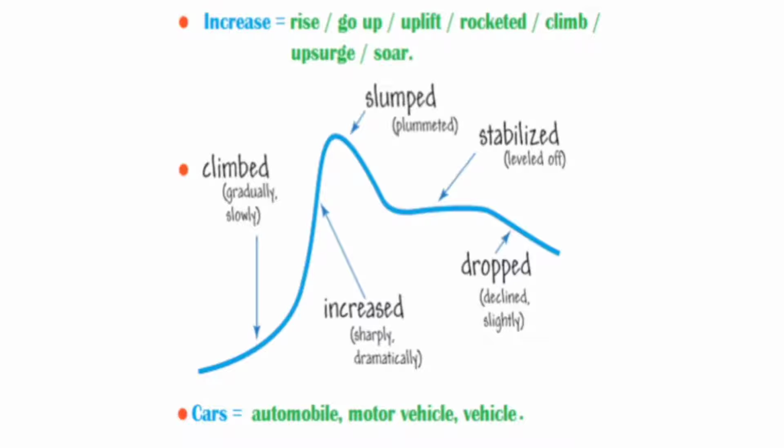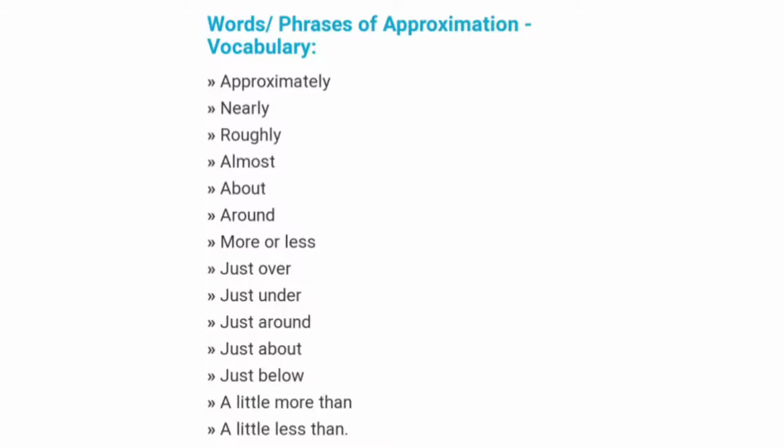And guys, as you can see, for gradually or slowly, you can use climb, and for slumped, you can use plummeted, and for leveled off, you can use stabilized, and for dropped, you can use decline or slightly, and for increase, you can use sharply or dramatically. And for cars, you can use automobiles, motor vehicles, and vehicle. So guys, in this way you can use synonyms of different kinds of words and verbs to show variety in your writing task 1.